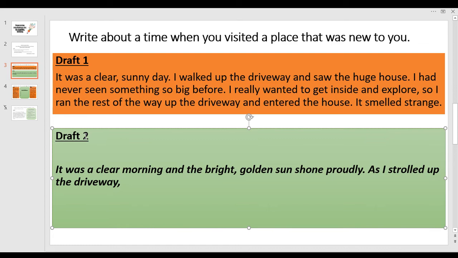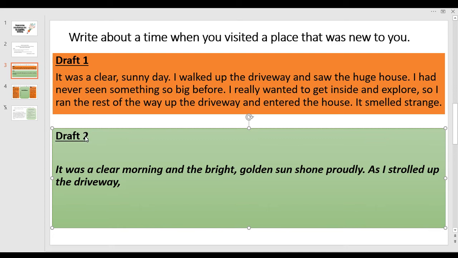Notice we've adapted the sentence structure here to begin with a subordinate clause first. It just mixes up the sentence structure a little bit, again continuing to keep that reader engaged, whether it be your teacher or the examiner. As I strolled up the driveway. And then the next part of that sentence.